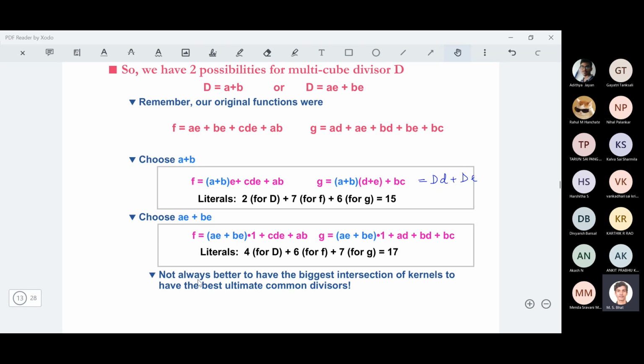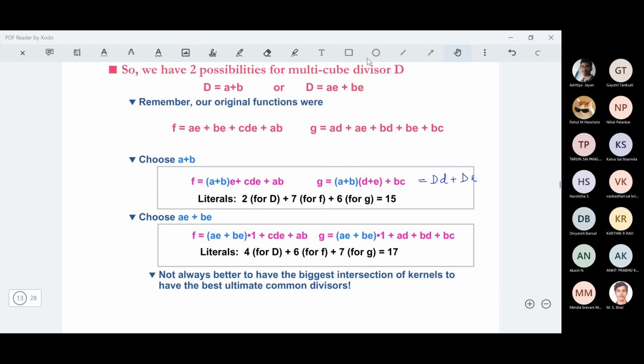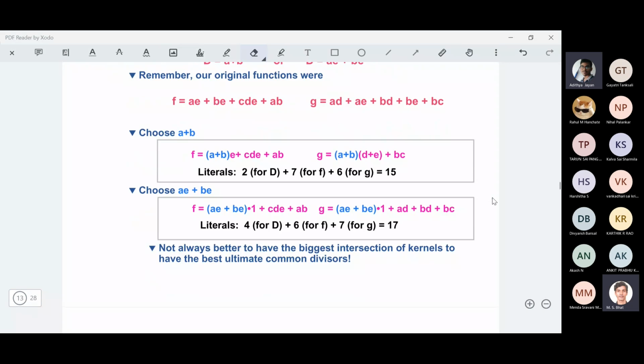So notice here that it is not always better to have the biggest intersection of kernels to have the best ultimate common divisors. Because even though you have extracted AE plus BE from F and G, which is bigger than A plus B, the total cost of implementing this new function is 17, whereas the previous one is 15. Okay. Is that clear? Yes, sir.